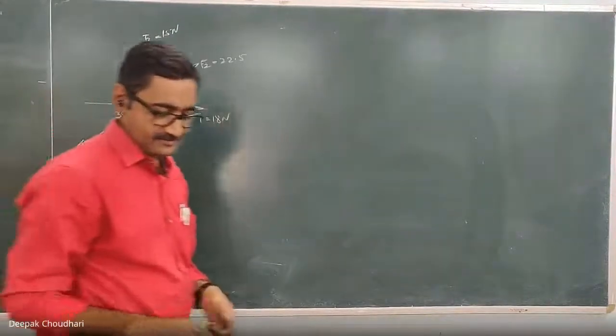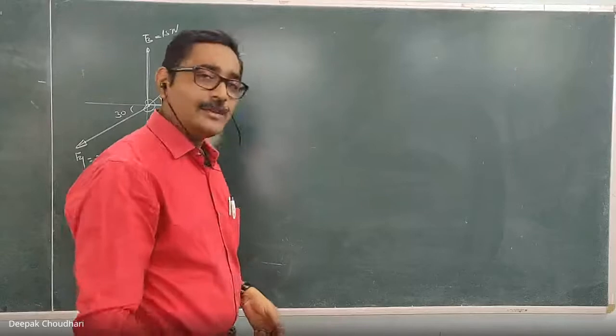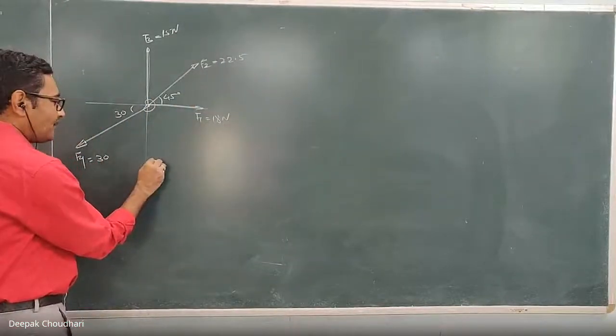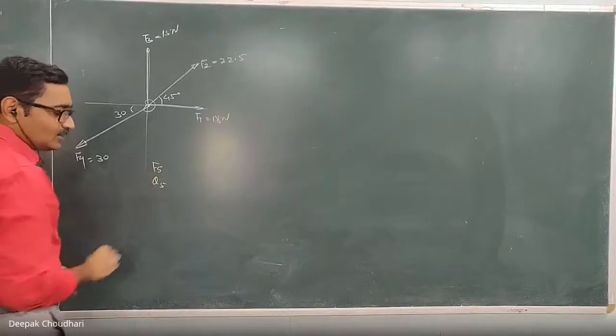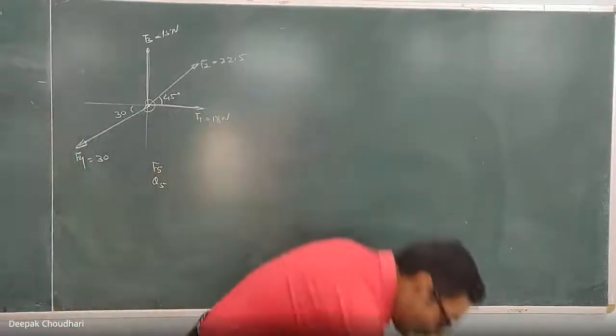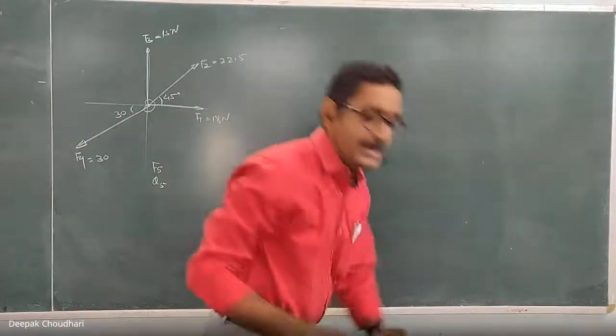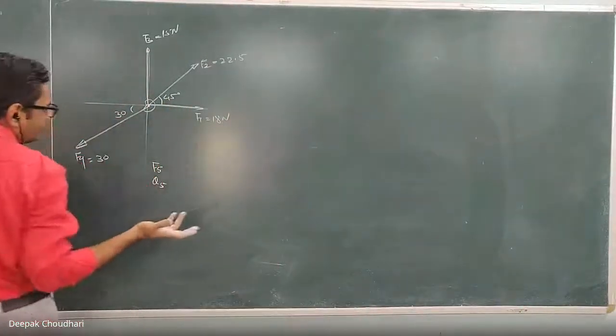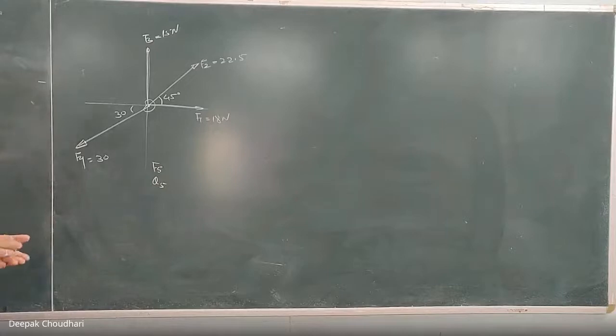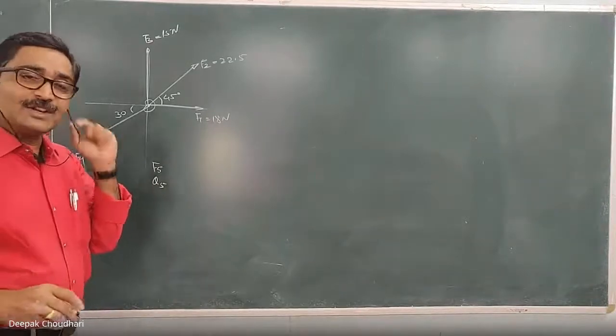completely. Now for that fifth force, the magnitude of that fifth force is unknown, F5. Its inclination is also unknown, as well as we also don't know, to keep this system in equilibrium, whether that fifth force should act in first quadrant, second quadrant or third quadrant. That is also unknown. So in such cases, what you have to do?